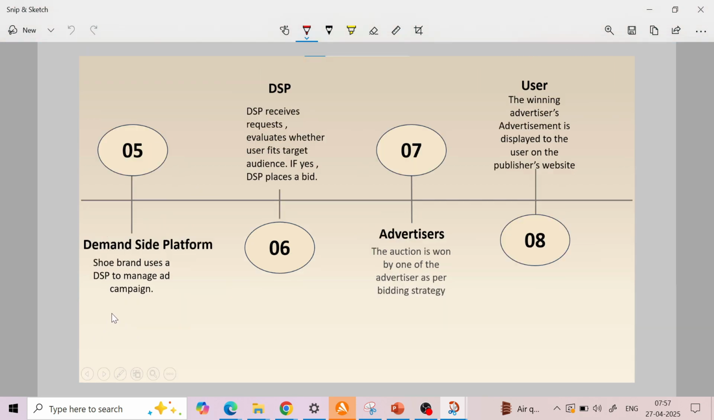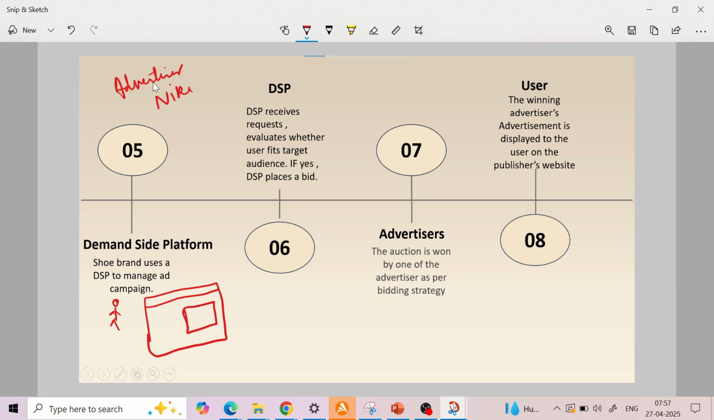Until now we have seen there is a user. The user is a fitness freak and he is trying to load a website, healthnews.com, and there is an ad space which needs to show some ad to this particular user. So what the advertiser Nike does is reach out to a demand side platform, which actually manages the ad campaign for Nike.